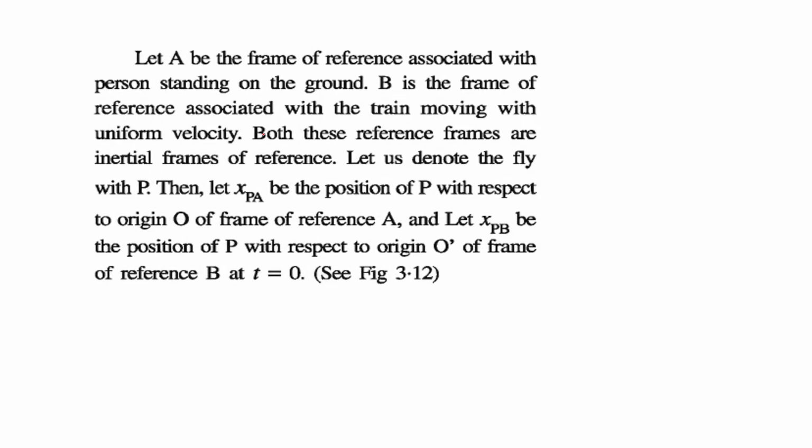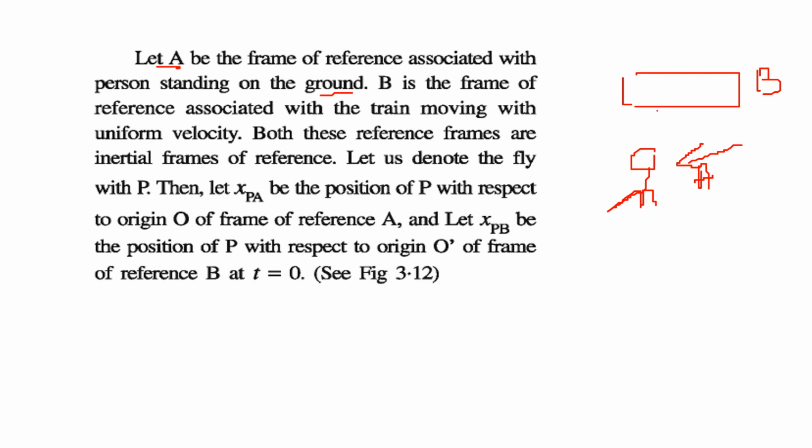So what is the relative velocity? Please take into account A. This is the frame of reference which is associated with a person who is standing on the ground. A is the frame of reference associated with the person standing on the ground. Now B is the frame of reference associated with the train moving with a uniform velocity. So this is A frame of reference, this is B frame of reference.